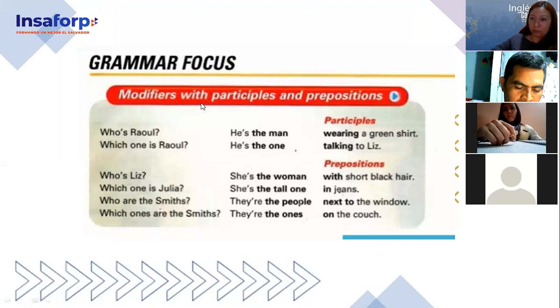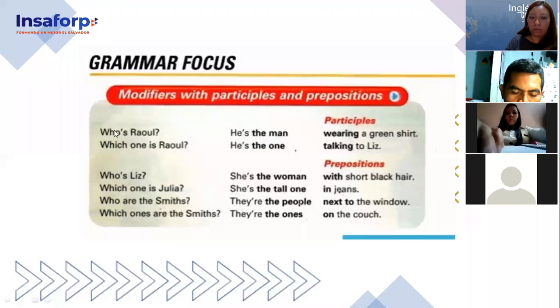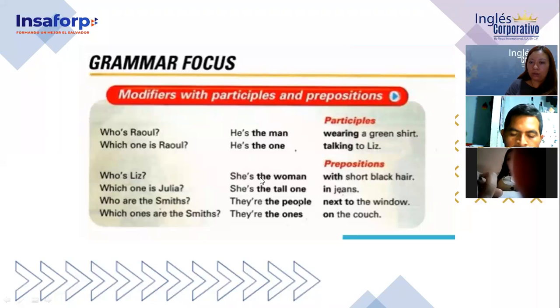¿Ok? And we're going to check the grammar focus. Modifiers with participles and prepositions. ¿Ok? Hay más modificadores, no solo adverbios y adjetivos. Vamos a ver eso. Necesito 1, 2, 3, 4, 5, 6 volunteers. Cada uno va a leer un parrafito.